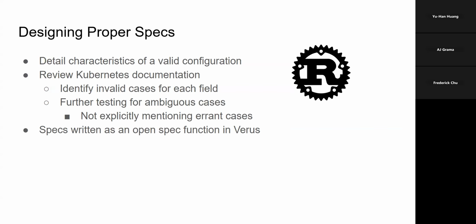One example that came up a lot is that most time-based specifications in the Kubernetes documentation did not explicitly say what was and was not valid, but it quickly became clear through testing that these fields would not accept negative values. A lot of different tests like this made for a rigorous specification on our end. In our case, most of these specs involved checking if a field is present or checking that values of fields lie within certain bounds, usually that they're non-negative, or positive, or less than some other field. These were all written as open spec functions in Verus.